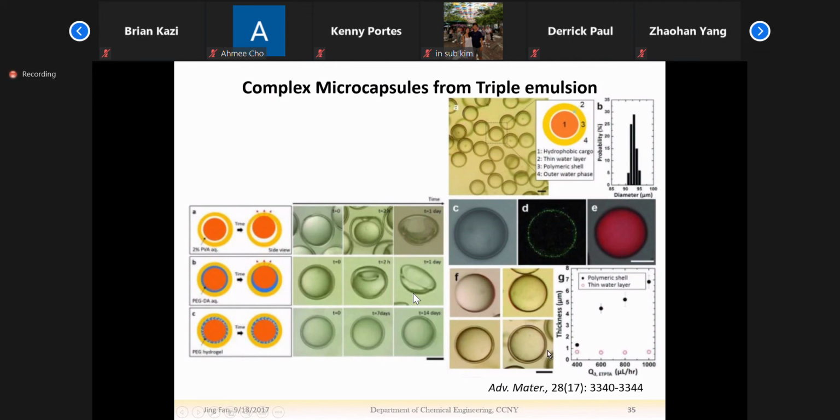And we have seen that the thickness also depends on the flow rate when we generate them under microfluidics. So we proved eventually that by using this double-layered shell structure, we can have small molecules well contained and maintained in the core for over a month.